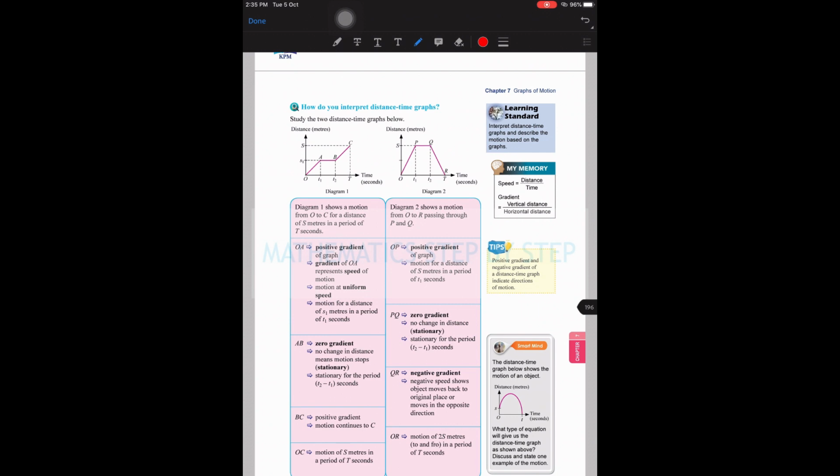So coming next, we'll learn to interpret a distance-time graph and then describe the motion based on the graph, okay?